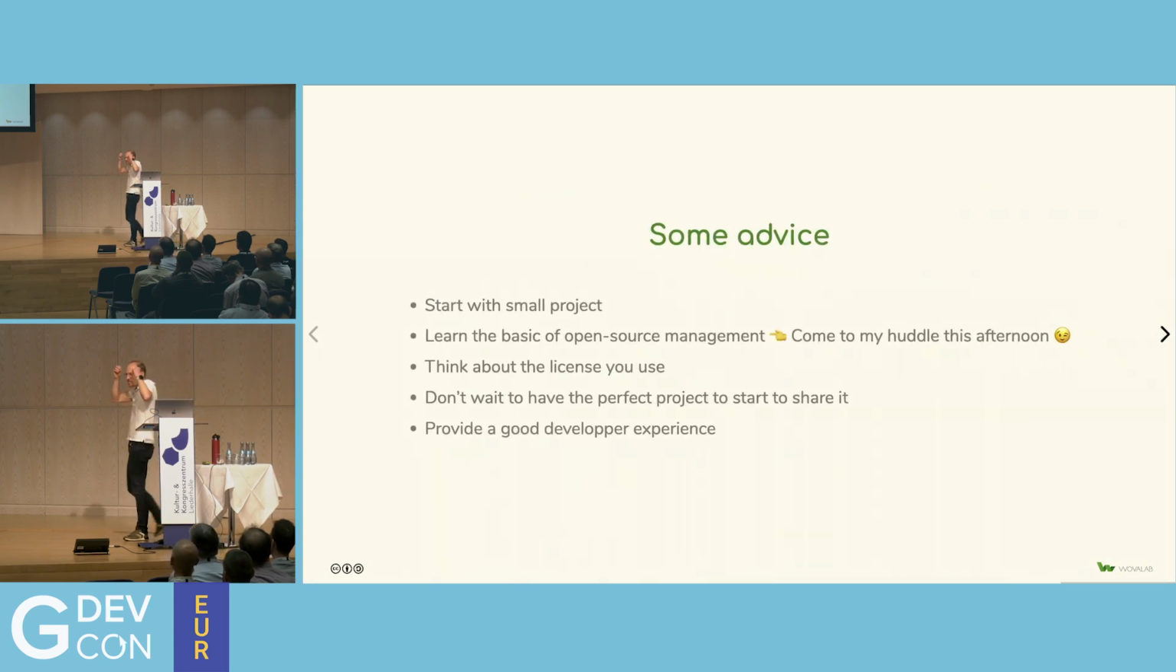If I've sparked things for you and you have an API you could start open sourcing, here is some advice if you want to go that way. First, start with small projects. It will be easier. Then you probably need to learn the basics of open source management. Shameless plug, it's too late for the vote, but I have a huddle at 2:45 to practice contributing to open source projects: merge requests, forks, all these things.